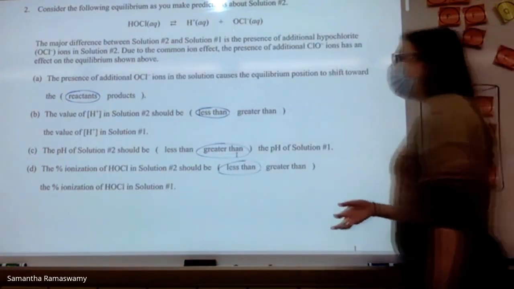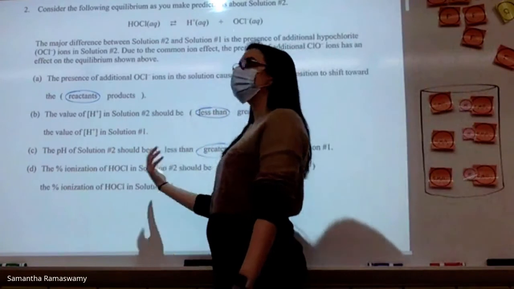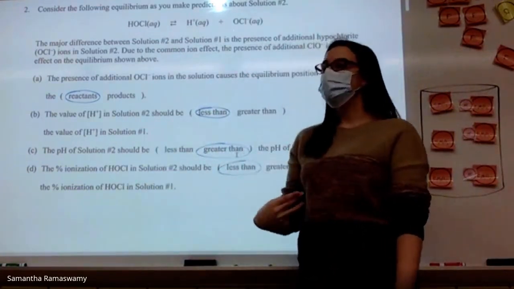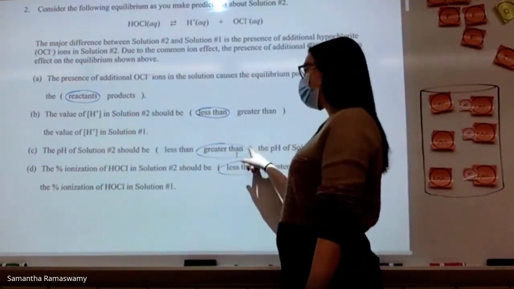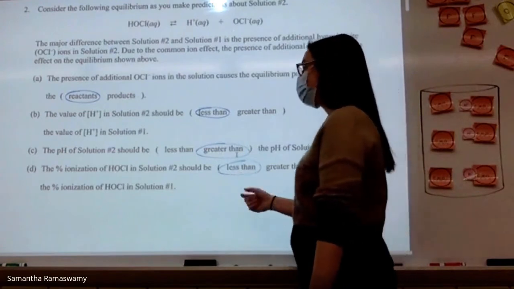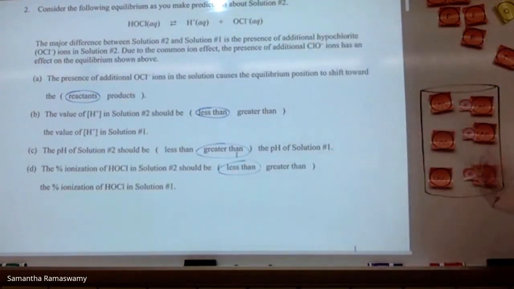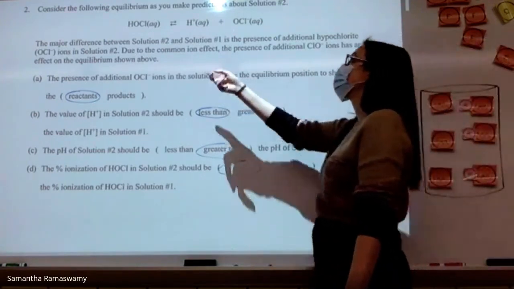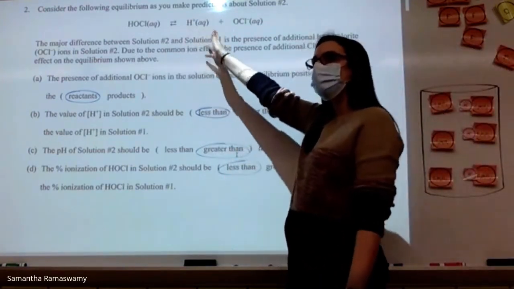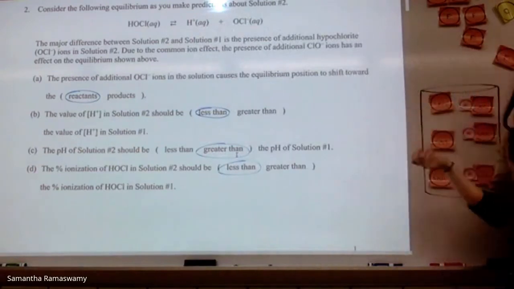And then percent ionization will actually be less than, because percent ionization is H+ at equilibrium over the initial concentration of the acid. So if you have less H+, you have less percent ionization. Any questions on 1 or 2?